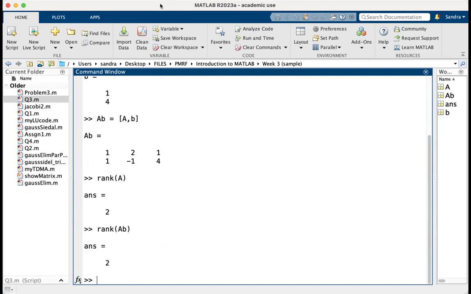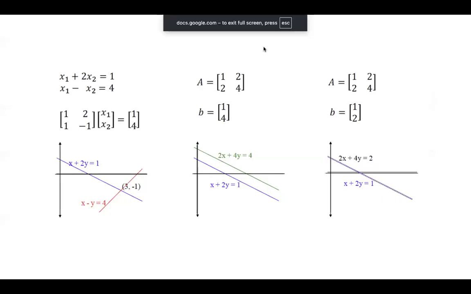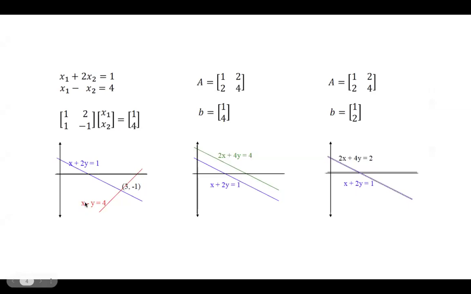Now let's go and look at the theory that we had. The rank of A is 2, and the rank of the augmented matrix is also 2, and that is also equal to the number of unknowns. If that is the case, what is the solution that we have? We have a unique solution. And what is the solution? The solution is 3 comma minus 1.